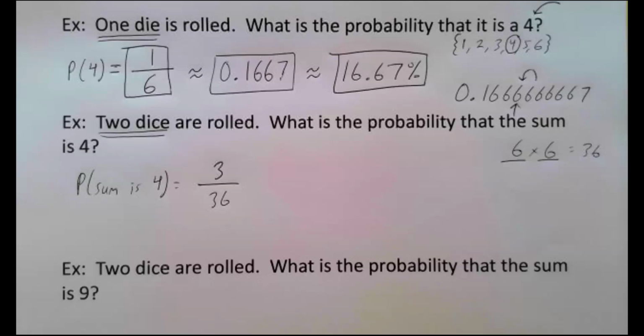So again, when I say 3 out of 36, I'm not promising that if you did it 36 times, 3 of them are going to add up to the number 4. I'm just saying that's what we would expect. That's the most likely thing to happen. If I had to make a bet, that would be my guess or my bet.